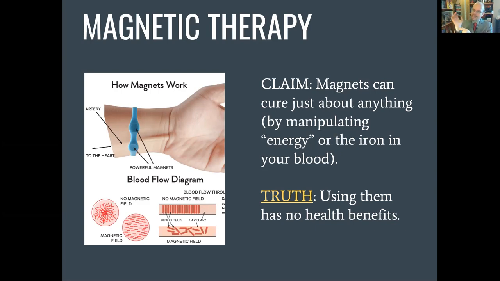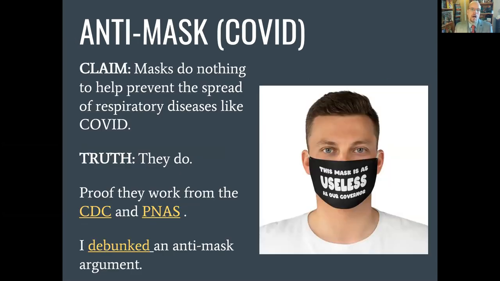And secondly, if a tiny magnet inside a little bracelet could attract the iron in your blood and do anything at all, anybody who went into an MRI machine, which is essentially a giant super magnet, would die, because it would pull all the iron out of your blood right through your body. So obviously that's nonsense. You cannot affect the iron in your blood with magnets. So the truth is that using them has no health benefits.